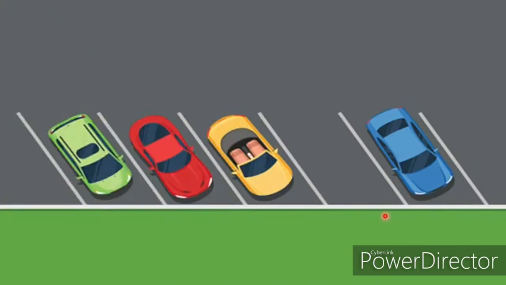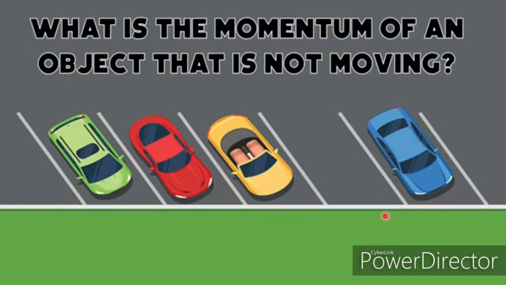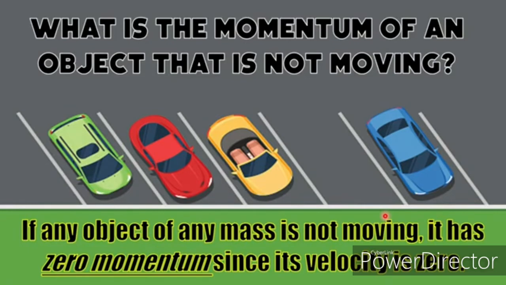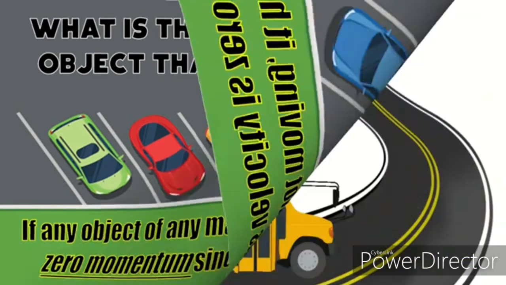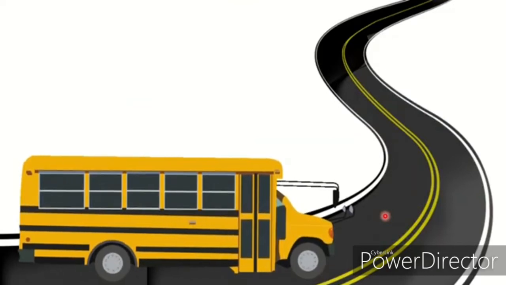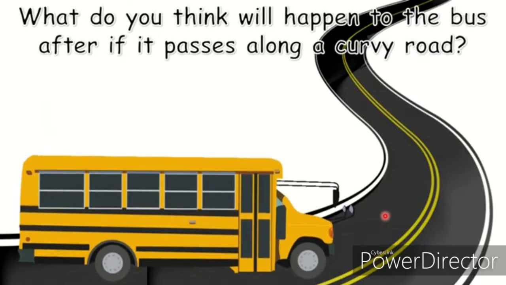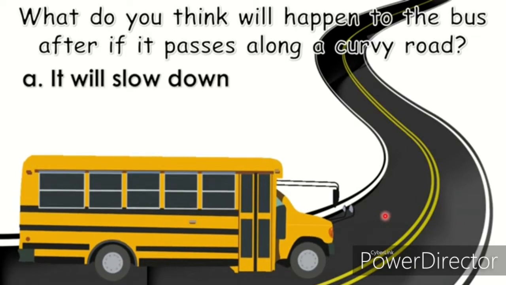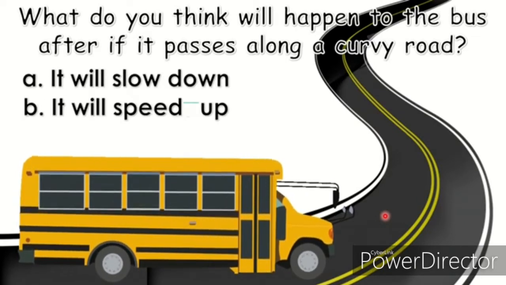Next, how about the momentum of an object that is not moving? Just like a car that is parked. Remember, class, if any object of any mass is not moving, it has zero momentum since its velocity is zero. Let us consider another situation and try to answer the given questions. Suppose you ride a bus from Iligan City to Cagayan de Oro. What do you think will happen to the bus after it passes along a curvy road? Will it slow down? Will it speed up?